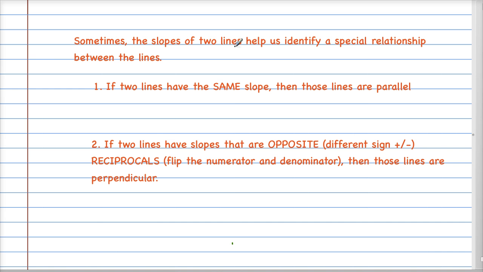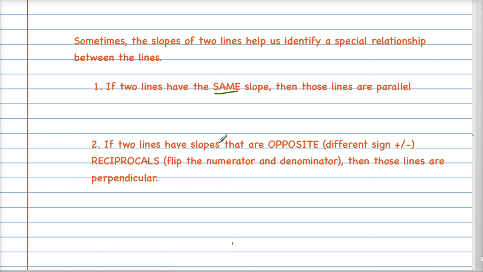So if I have 2 lines and I know their slopes, then I can identify a special relationship between the lines. So number 1, if 2 lines have the same slope, then those 2 lines are parallel, right? Because they'll be changing in the same way from left to right, and so they'll never cross because their slopes are always going to be the same and they're always going to run parallel to each other.